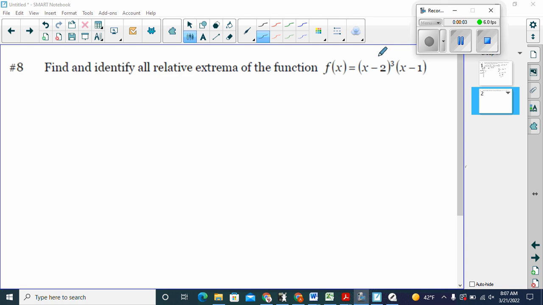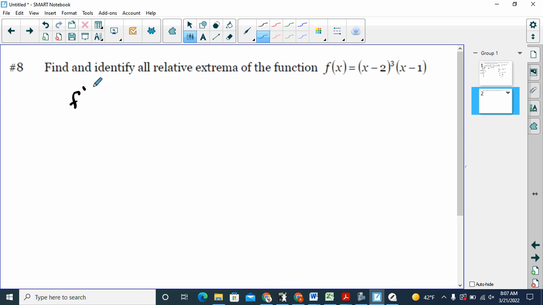Question number 8 asks us to find and identify all relative extrema given that function for f of x. Extrema, remember, mins and maxes, they occur when the first derivative changes sign. So we are going to take the first derivative of that.